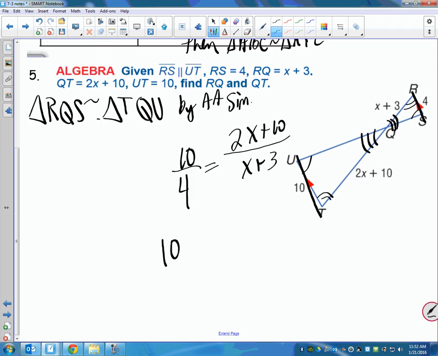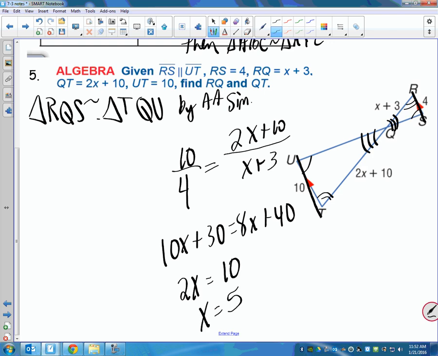So I'm going to say 10x plus 30 equals 8x plus 40, just cross multiplying and distributing all at once. If you subtract 8x over, you would get 2x. If you subtract 30, you would get 10. So x equals 5. Am I done with this problem? No. It doesn't say find x. It says find RQ and QT. So just don't forget to go back and do that. RQ is x plus 3, so 5 plus 3 is 8. And QT is 2 times 5 is 10 plus 10 is 20.